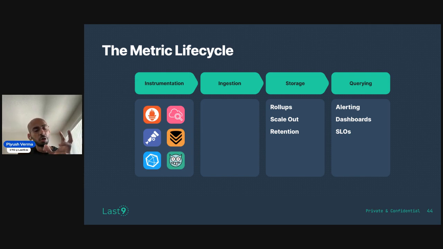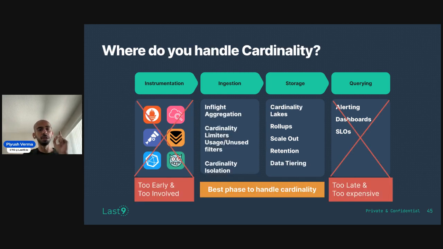Now, if you look at this, what are the two wrong places and the two right places where cardinality can be dealt with? The first one and the last one are the wrong places. Why so? Because if I have to go back and alter the cardinality, let's say somebody accidentally injected a URL in the metrics that they're emitting, it's going to result in an explosion. My only way would be to go back to the team and say, hey, in the next sprint, whenever, could you roll out a fix which doesn't send this URL?